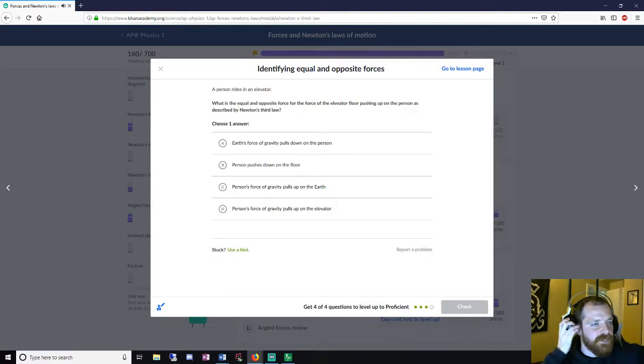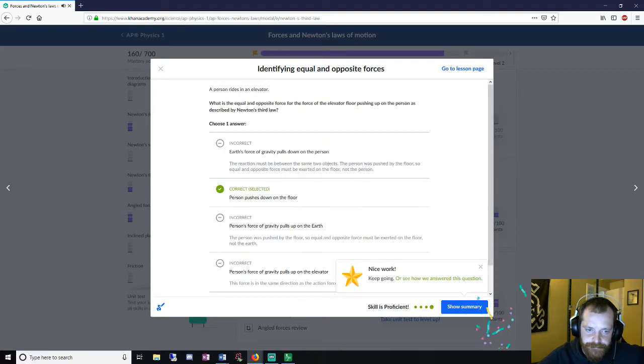All right, person rides an elevator. What is the equal and opposite force for the force of the elevator pushing up on the person? Ooh, that reminds me. We should do an elevator problem real quick before we end the stream, because you will see something like that. What is the equal and opposite force for the force of the elevator floor pushing up on the person as described by Newton's third law? So if the elevator floor is pushing up on the person, then the person's pushing back down on the elevator floor. All right, let's do an elevator calculation question real quick, because you will see one of those.